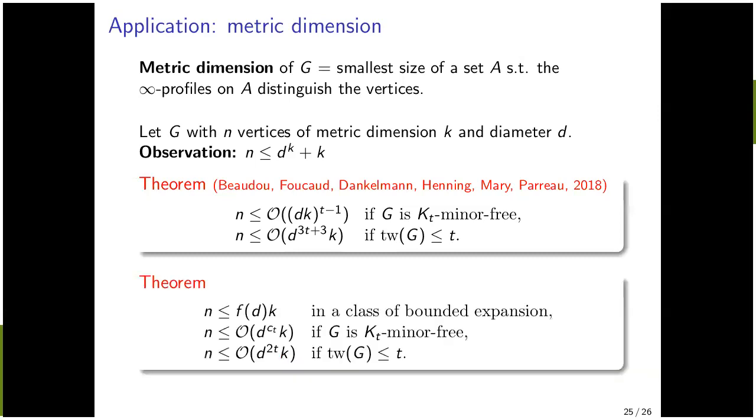And actually, our results on the profile complexity give as a corollary the following inequalities. First, in a class of bounded expansion, n is at most some function of the diameter times K. And as far as I know, we are the first to notice this, which is a bit strange, but okay. If G is K_t minor free, then n is at most some polynomial in D times K. And if the tree width of G is at most t, then n is at most big O of D to the 2t times K. Okay, which is better than 3t plus 3.